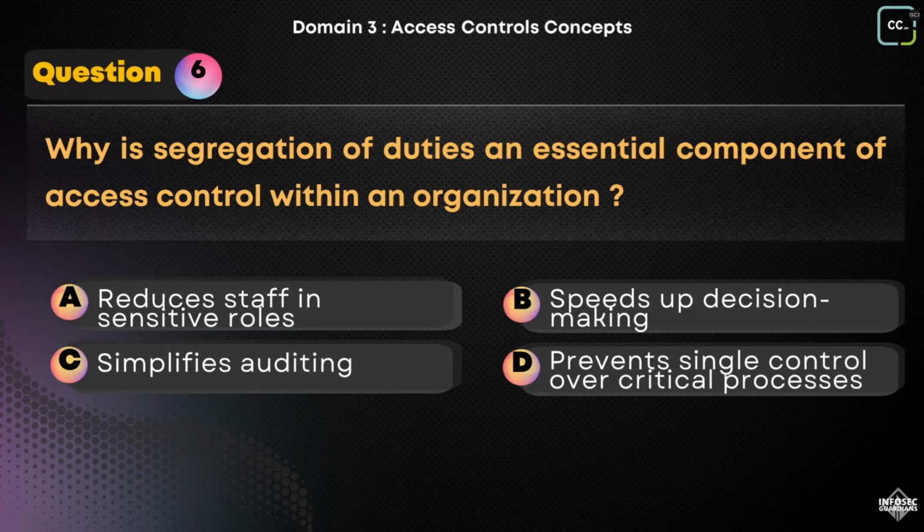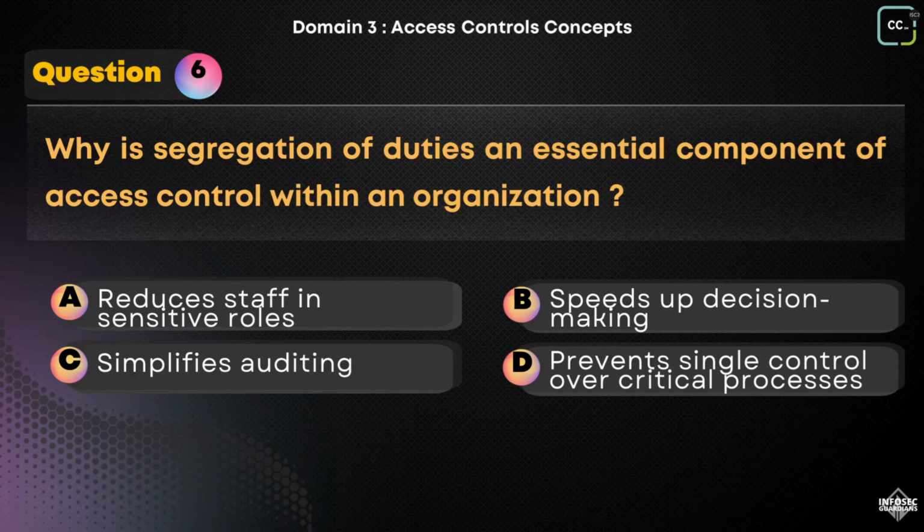Option C, while segregation of duties can aid in auditing by providing clear division of responsibilities, its primary purpose is not to simplify auditing, but to prevent conflicts of interest and fraud. Option D, segregation of duties ensures that no single individual has control over all aspects of critical processes, reducing the risk of fraud, errors, and conflicts of interest by distributing responsibilities among multiple people.